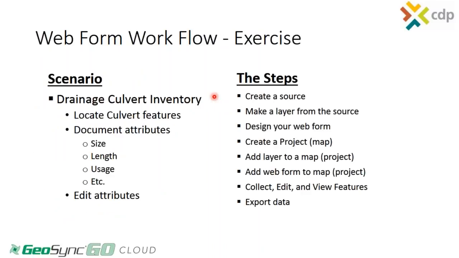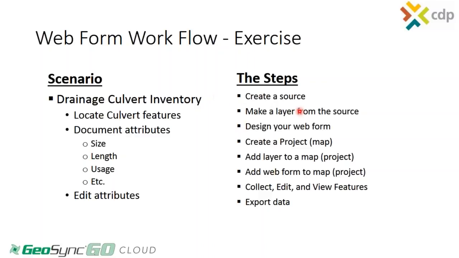So the scenario for today, our exercise. We are going to create a workflow for drainage culvert inventory. We want to go out in the field and locate drainage culverts. We want to document information about those culverts, so we'll want things like size, the length of the culvert, what the use, the usage, if it's public or private, residential or commercial, that type of thing. And then we may even want to edit the attributes after the fact. So we can do that.